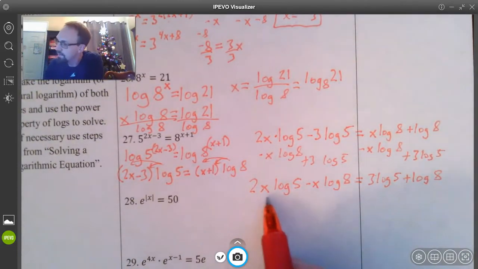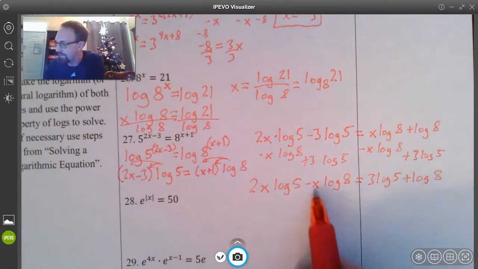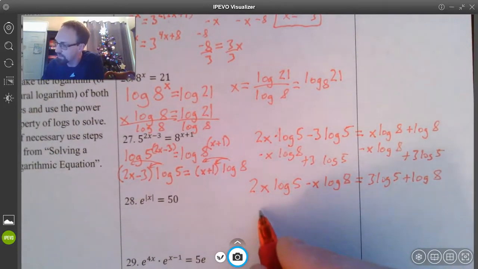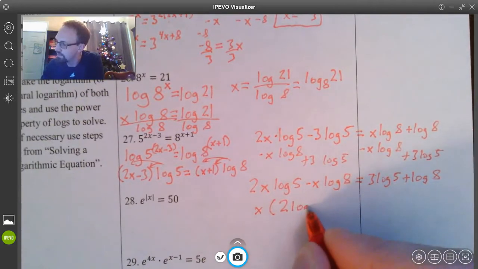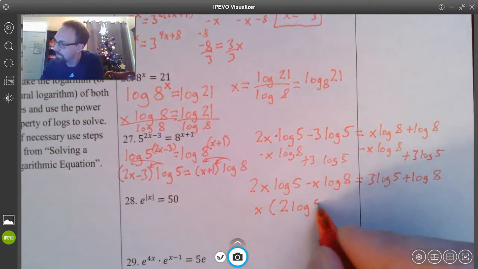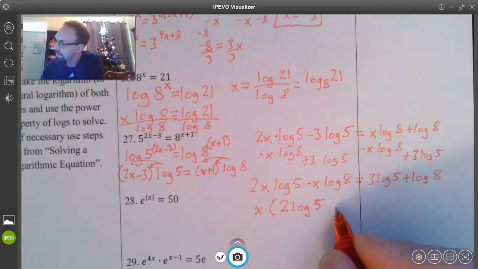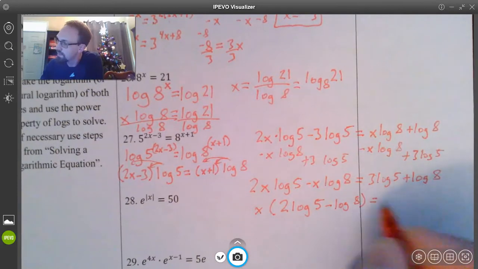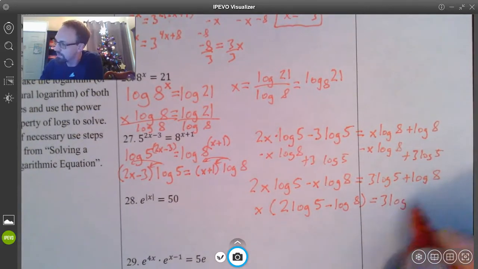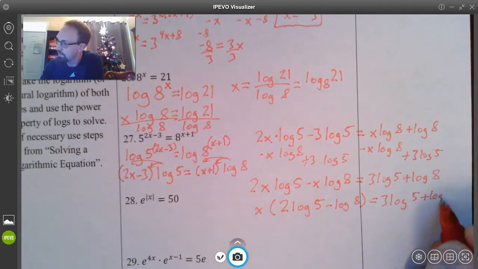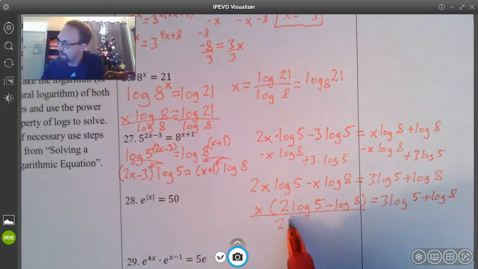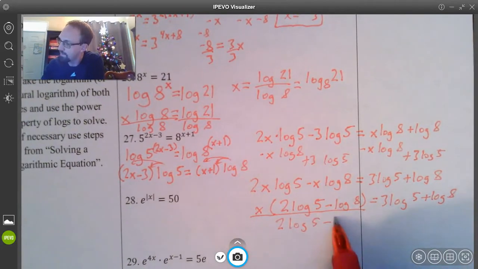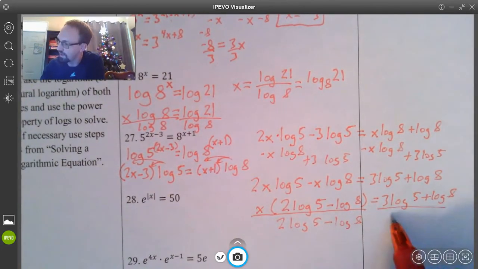So here, I can actually factor out an x from both of these first. That gives me x times 2 times log of 5 minus log of 8 equals, everything over here is still the same, 3 log of 5 plus log of 8. And then now we can divide by 2 times log of 5 minus log of 8 off both sides.